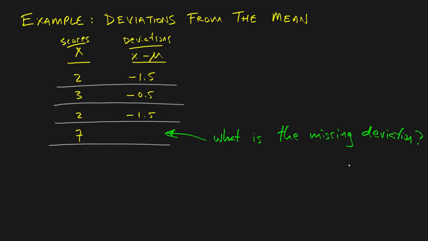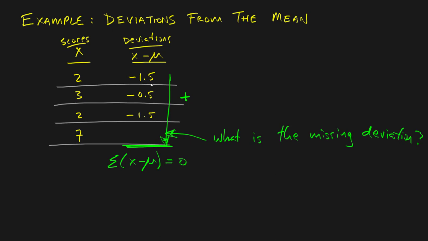Now, there's a couple of ways that you can do this, but what you really don't need to worry about is the fact that you don't have the mean. One of the simplest ways to do this is to realize that when you sum up your deviations, when you sum this entire column, the sum of deviations always comes out to be 0.